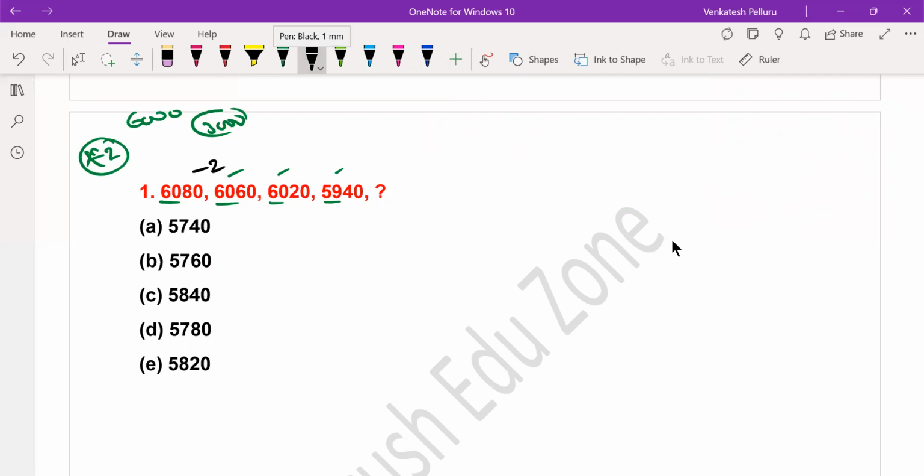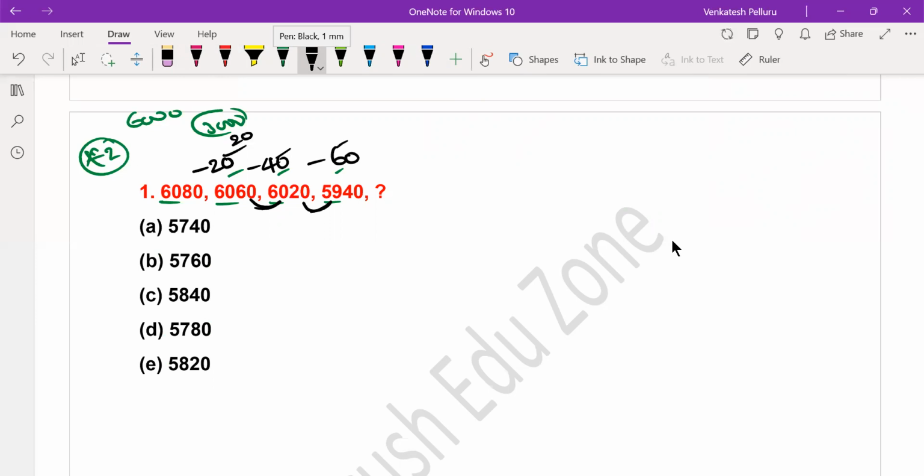So how much is subtracted? 20. If you look at the difference between these two, the difference is actually 40. Then if you observe the difference over here, the difference is 20, 60, right? 20, 40, 60.